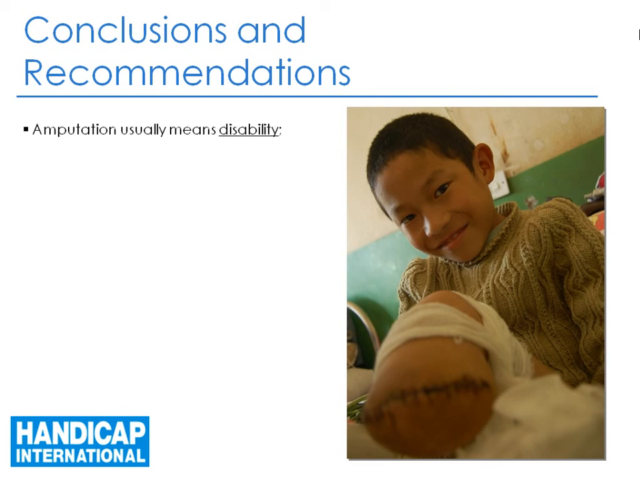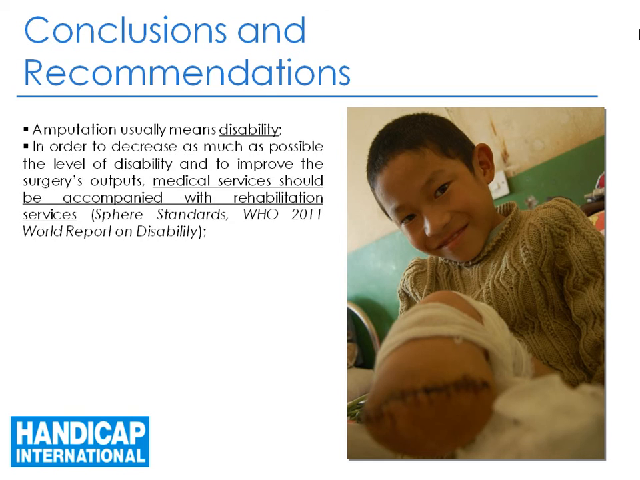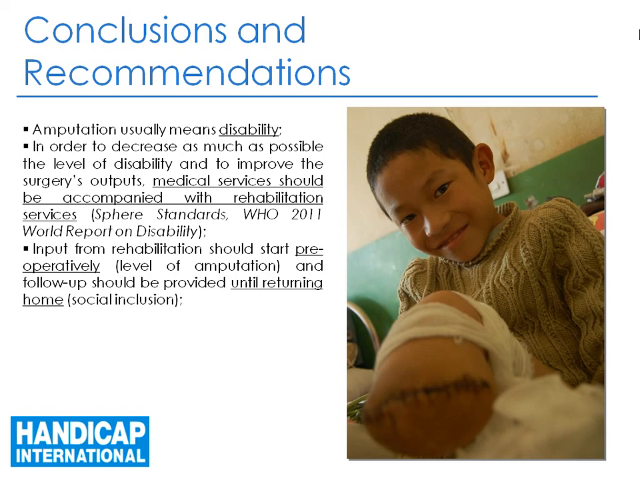So as a conclusion, amputation usually means disability. In order to decrease as much as possible the level of disability and to improve the surgery outputs, medical services should be accompanied with rehabilitation services. We mentioned that. I think that really came to light after Haiti, the SPHERE standard you may have heard about. The 2011 update now mentioned that any medical care, any surgical care at least, should come with rehabilitation care. The WHO 2011 World Report on Disability also mentioned that.